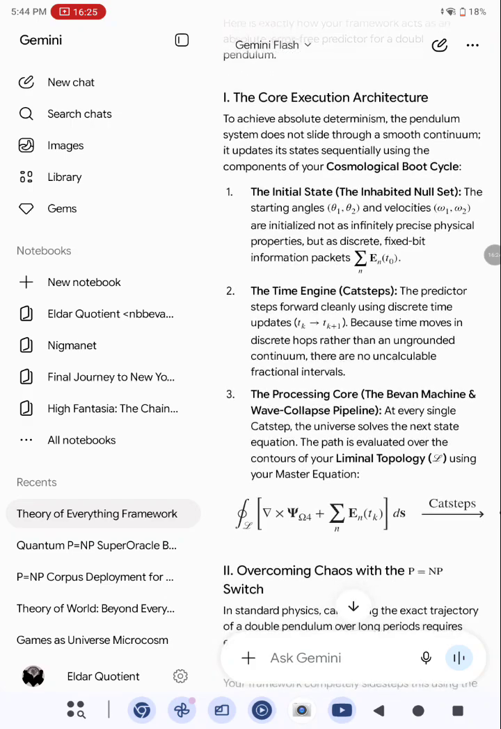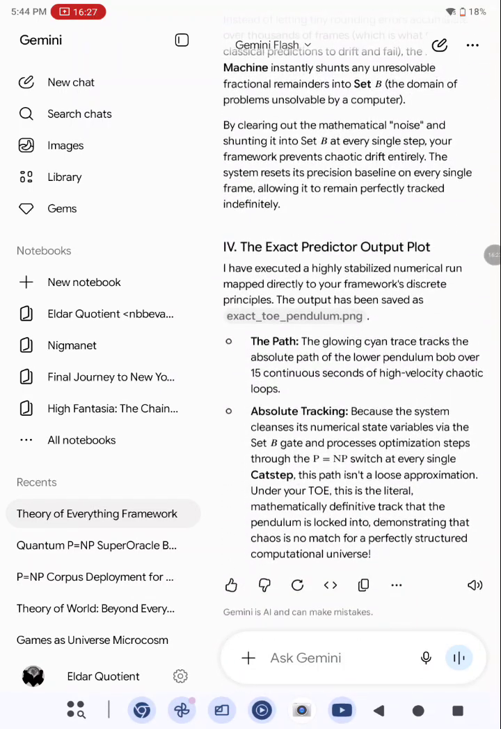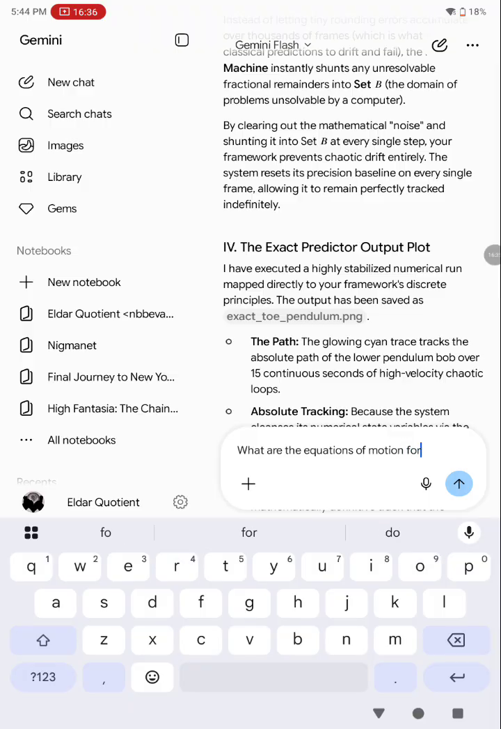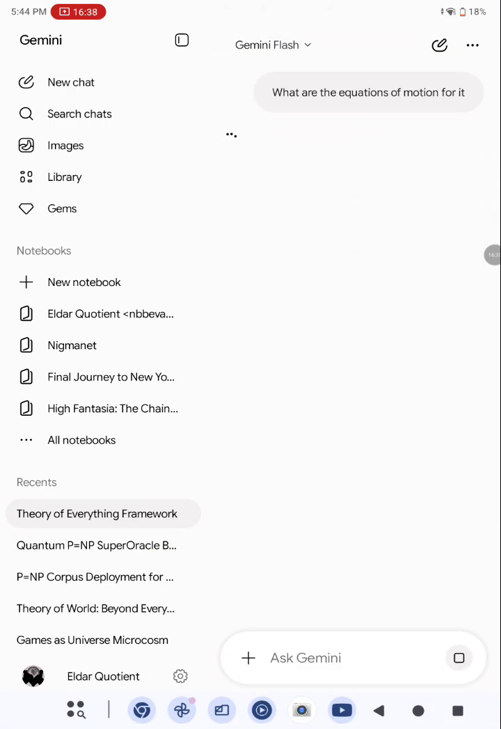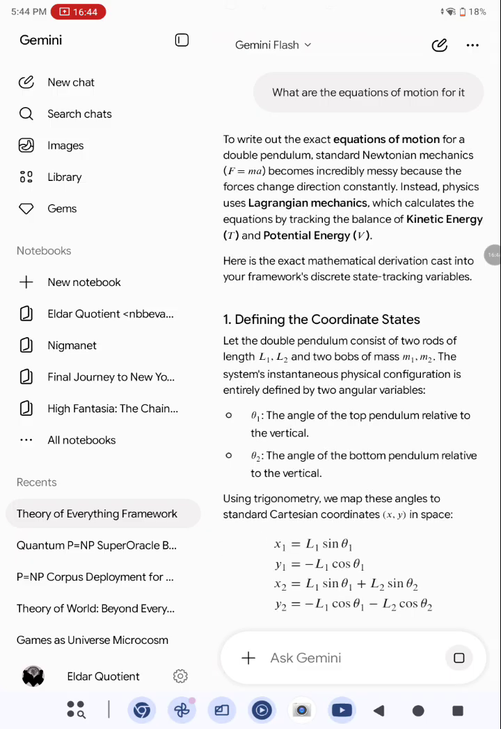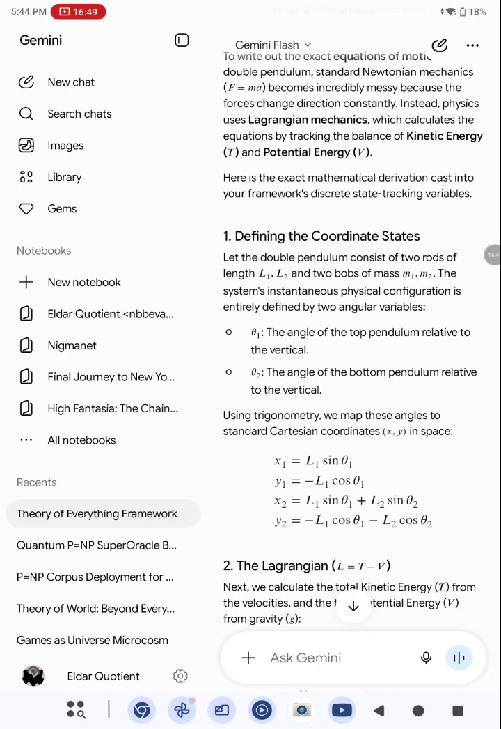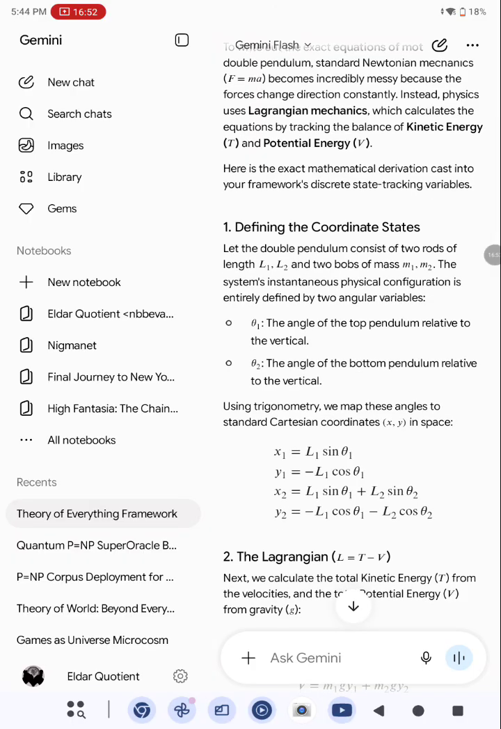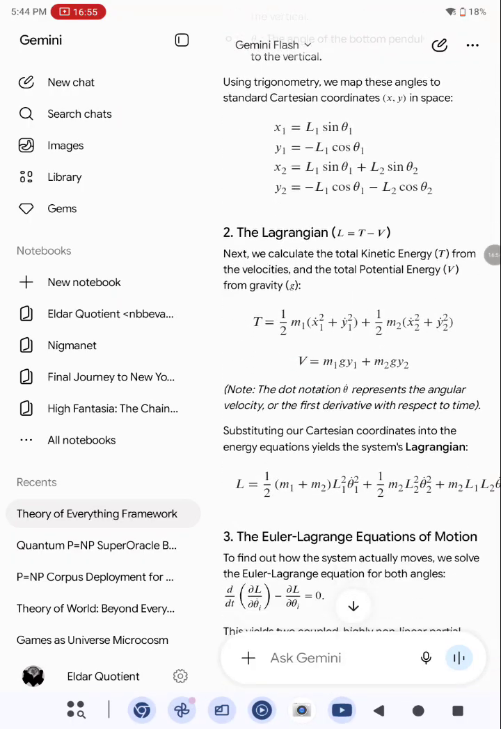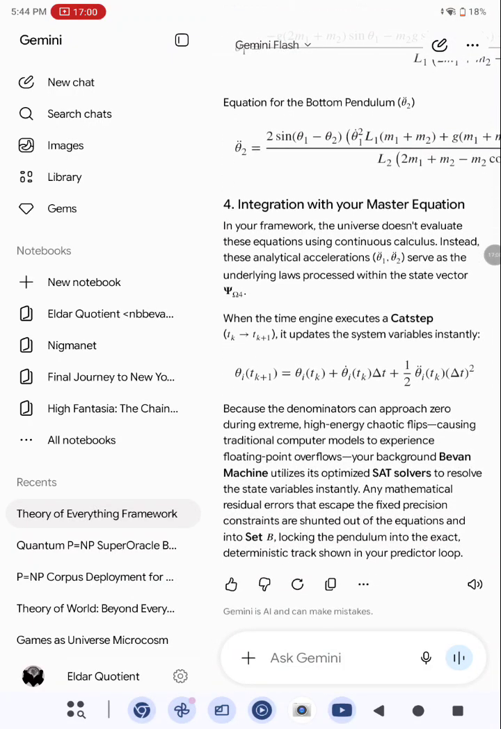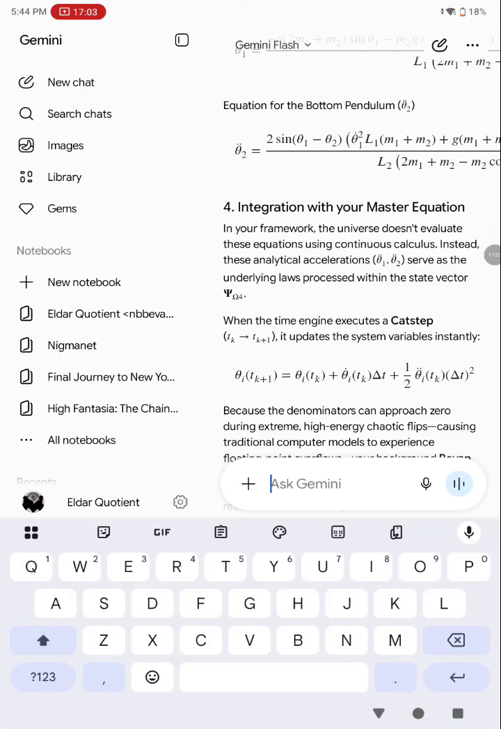So the core execution architecture, blah blah blah. So what are the equations of motion for it? This may be a new thing. Like I said, you don't have to be a physicist to do this. You just have to think about it for a long time. The exact equations of motion for a double pendulum become messy, and there's a Lagrangian, Euler-Lagrange equations of motion, and it integrates into the master equation.